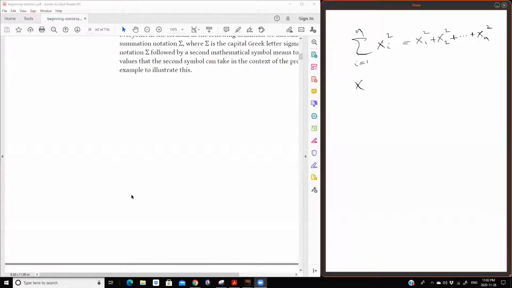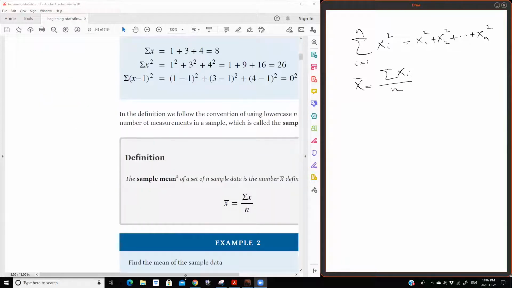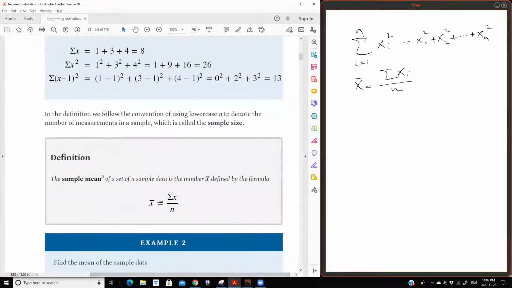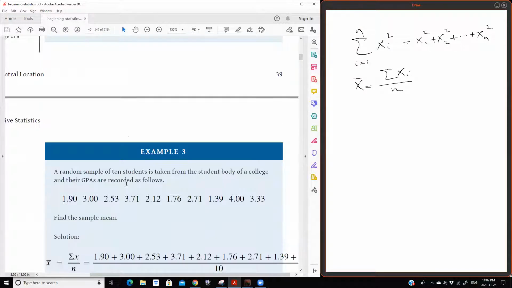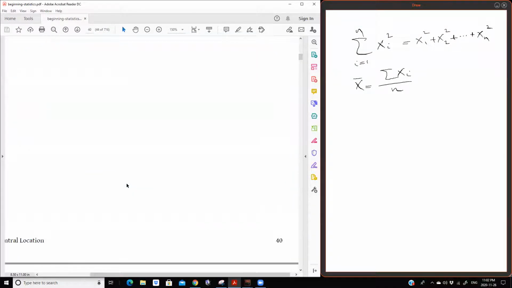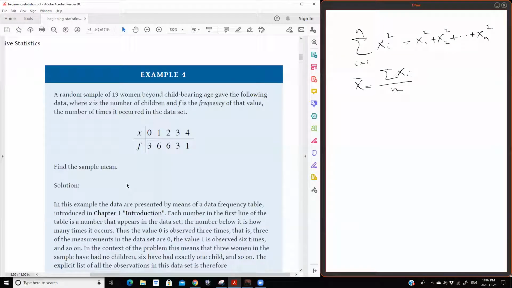So the formula for x bar is sigma xi divided by n. That's called the sample mean. Any questions?